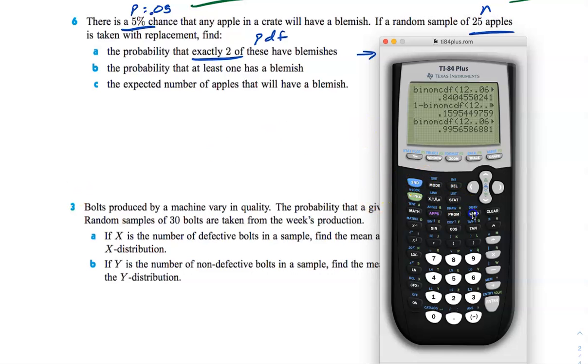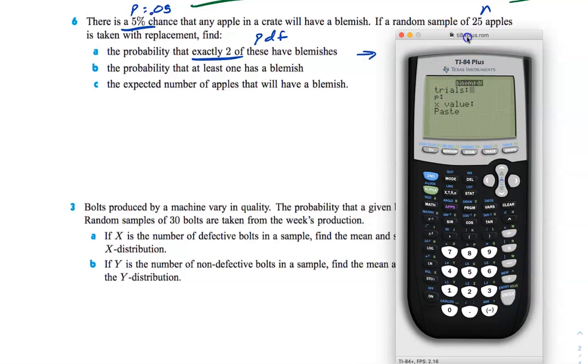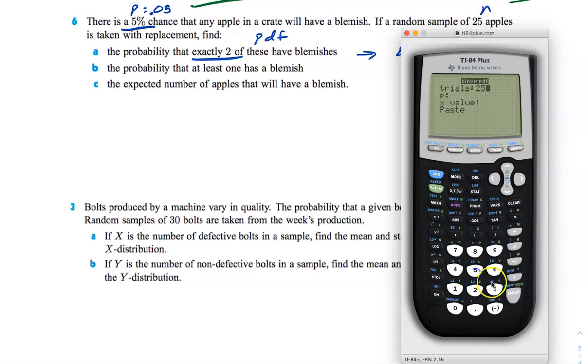It takes me a lot more time to do this on the calculator on the computer than if I had it by hand, but same idea. So we have 25 trials. It is only 5%, so 0.05. Then the x value in this case is only 2. You get 0.231.